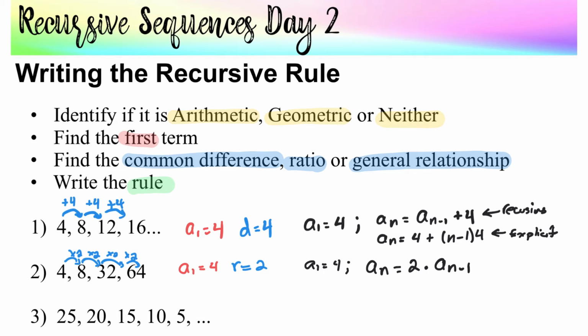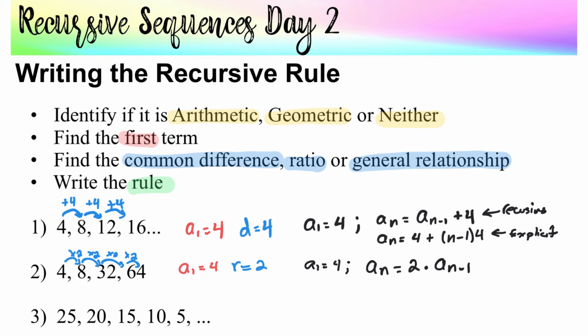Pause the video and see if you can find out, first of all, whether question number 3 is arithmetic or geometric. Find the starting value, find the common difference or ratio, and write the recursive rule. But I'd like for you to write this recursive rule not with the a and the subscript, but with our function notation. If you're not sure of that, look at yesterday's notes as a guideline.